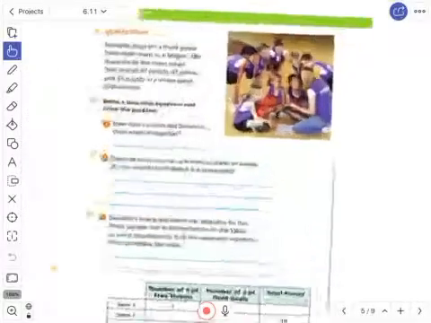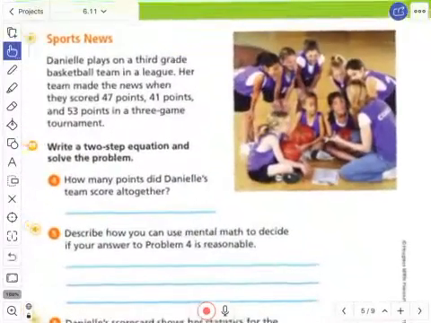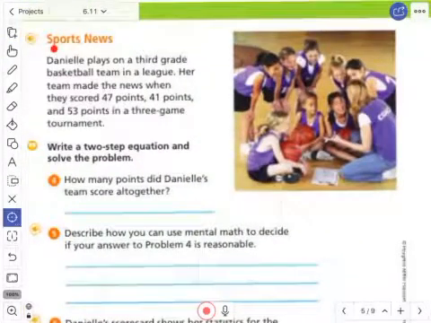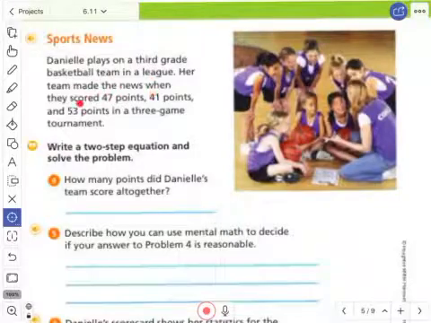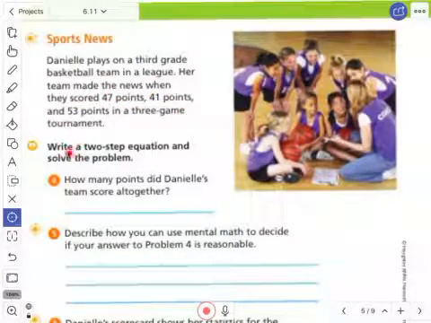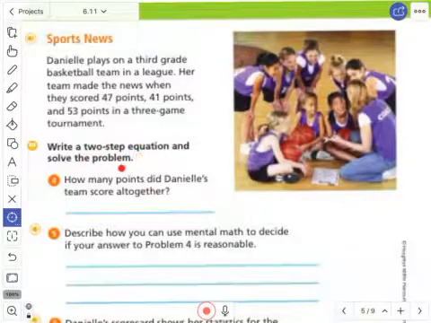On this one, it's similar. Doing some more sports stuff. This is basketball, though. I'm going to read it here for you. You can read it with me. Orange Sports News. Danielle plays on a third grade basketball team in a league. Her team made the news when they scored 47 points, 41 points, and 53 points in a 3-game tournament. Write a 2-step equation and solve the problem.